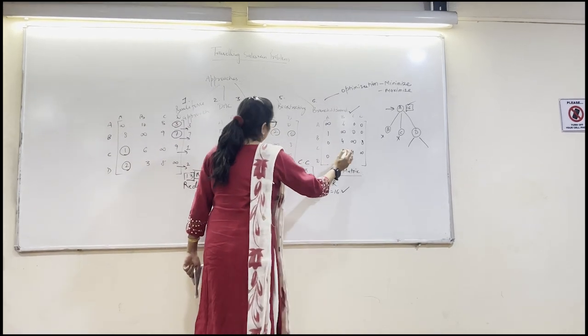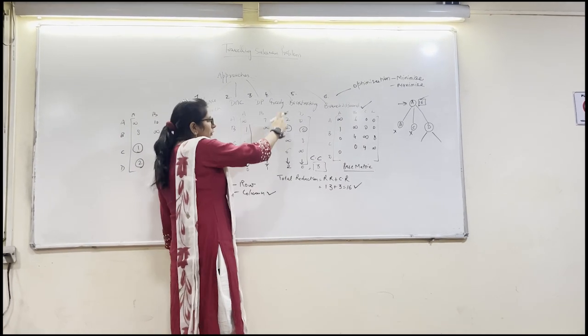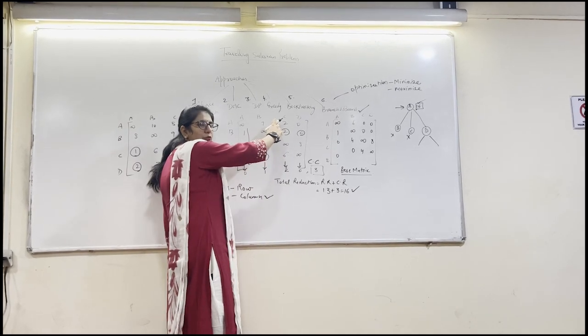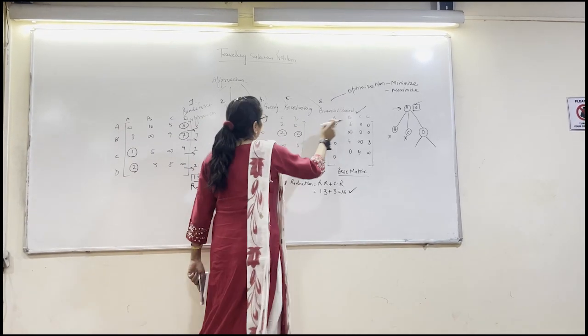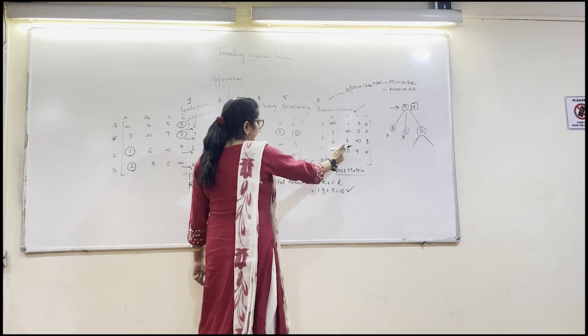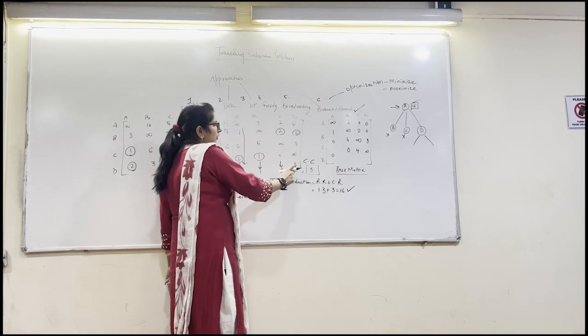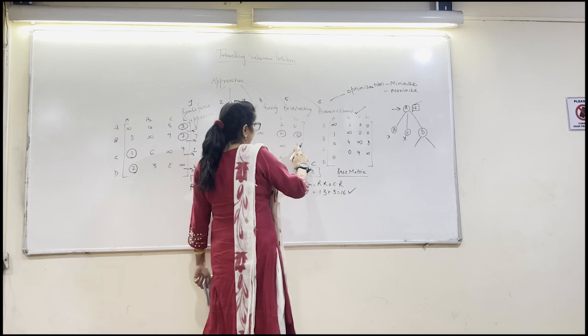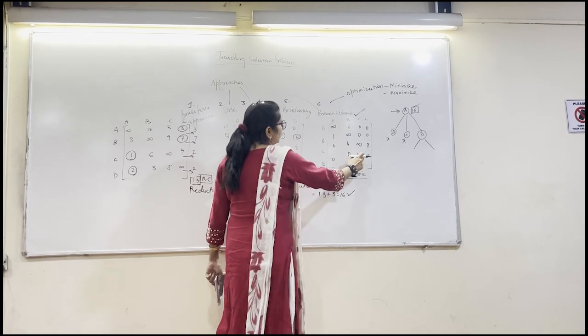The third column will be reduced by 2, meaning we have to subtract 2 here. 2 minus 2 is 0. 2 minus 2 is 0. Infinity will remain the same. 6 minus 2 is 4 here. The fourth column is reduced by 0, so the 0, 0, 8 will remain the same and infinity will remain the same.